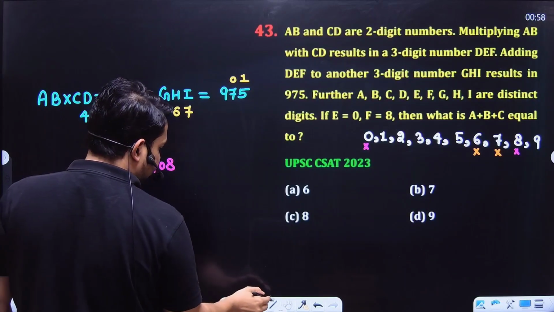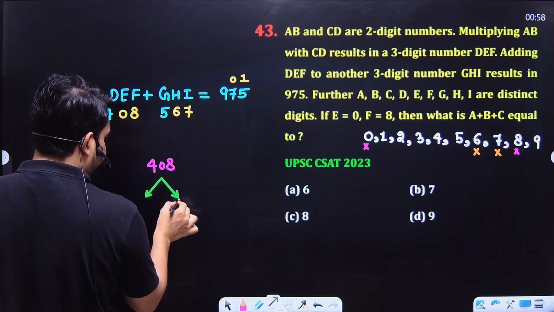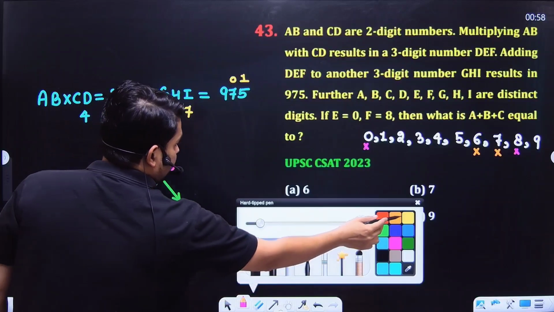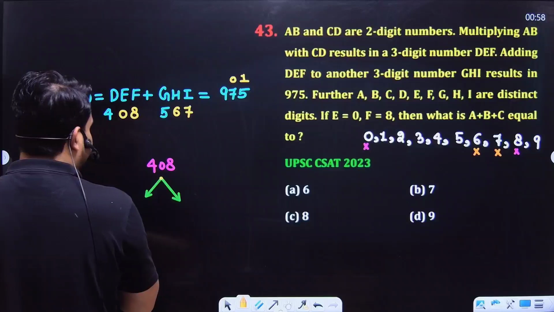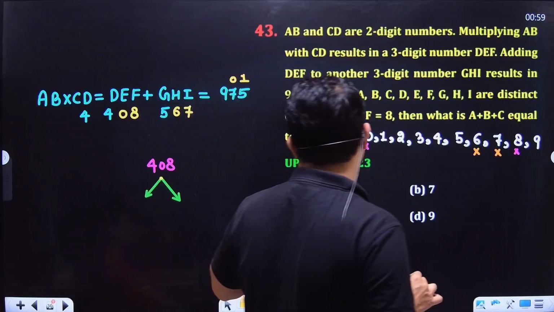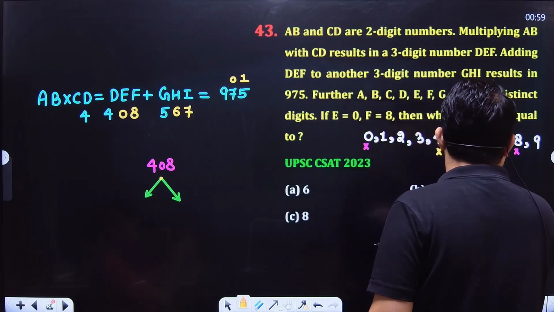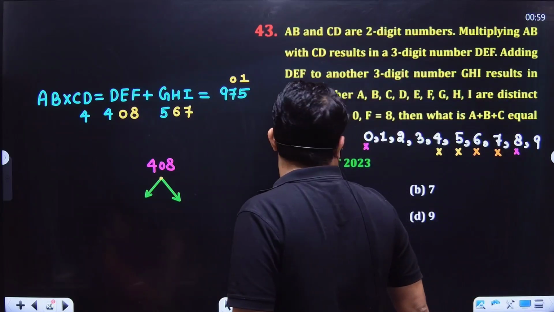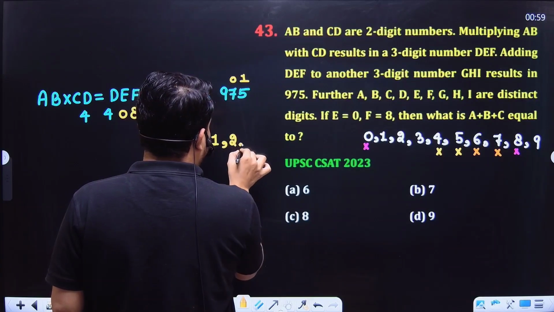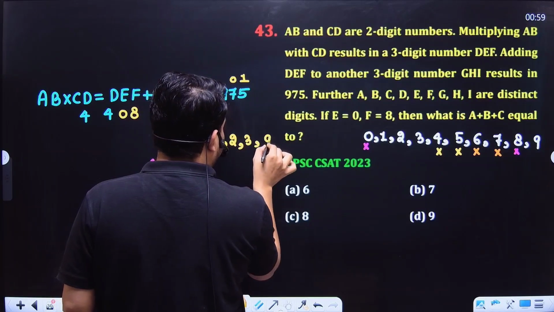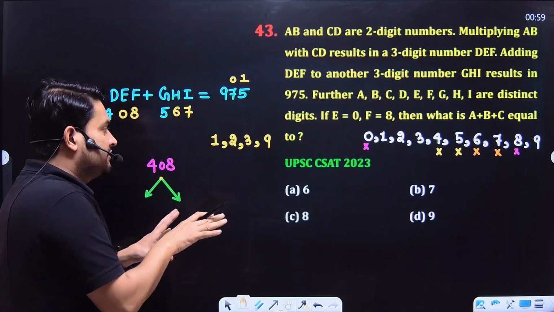We have to factorize it, because we have AB into CD. We have the multiplication of two two-digit numbers resulting in 408. See, we have taken 4 and 5. Now what do we have? See, we have only 1, 2, 3, and 9. I can come to the answer from this expression.